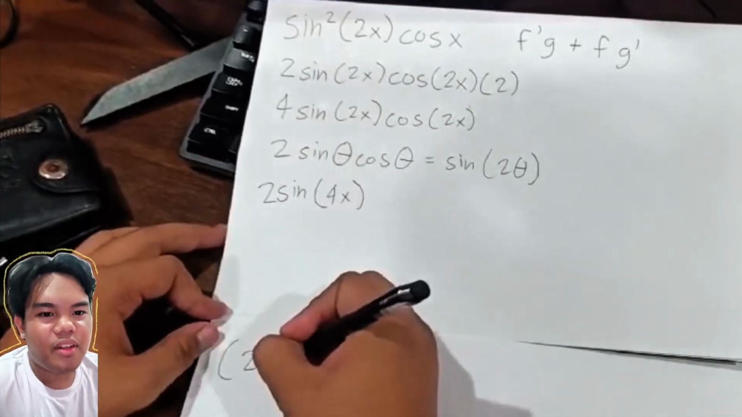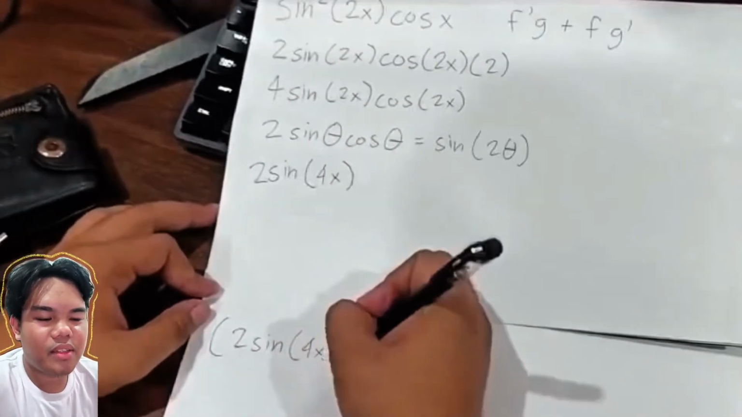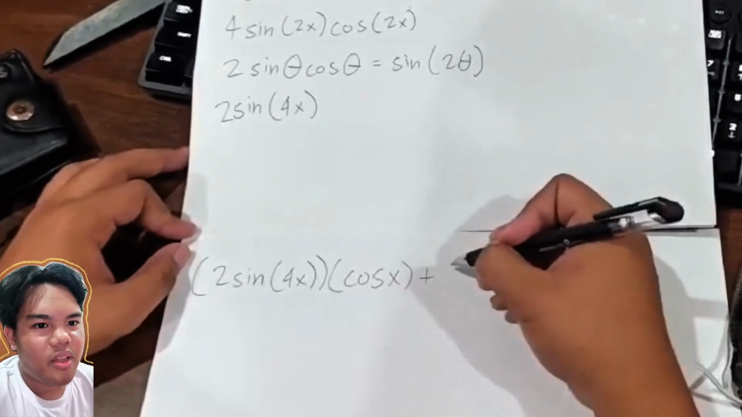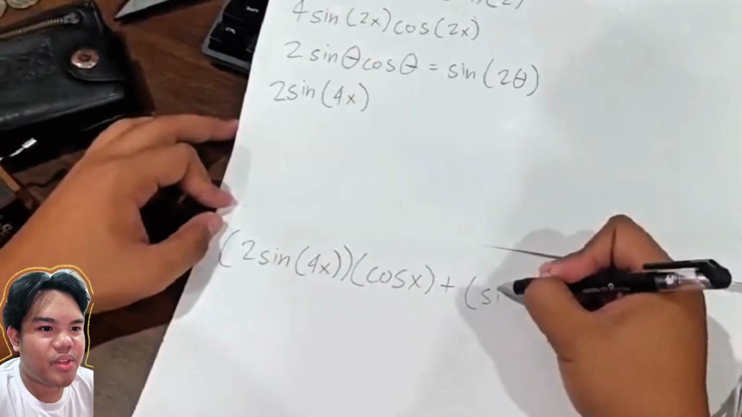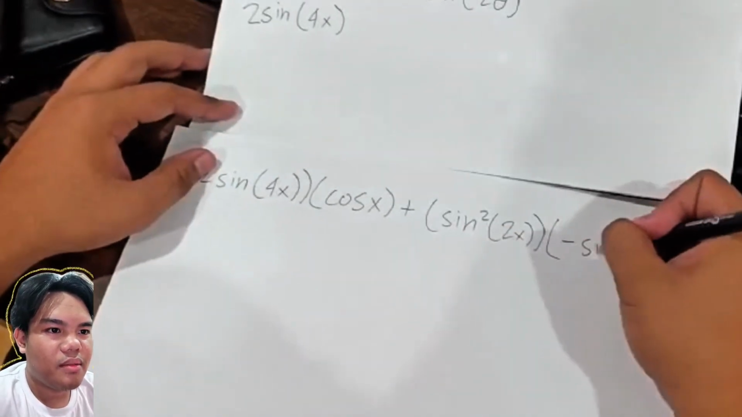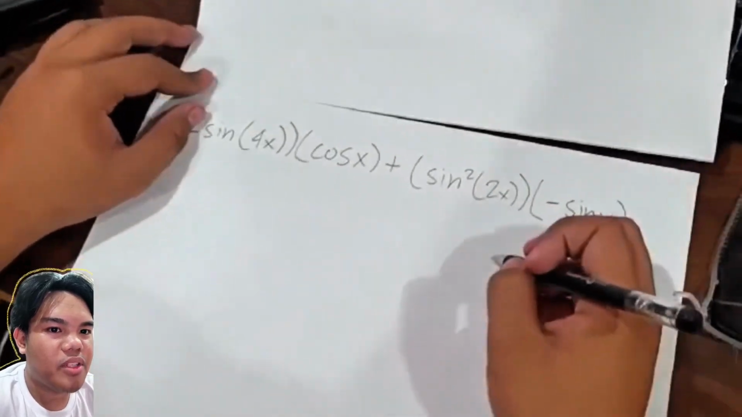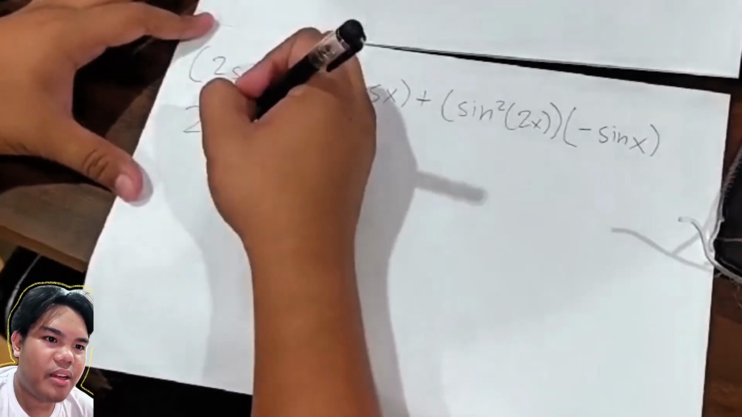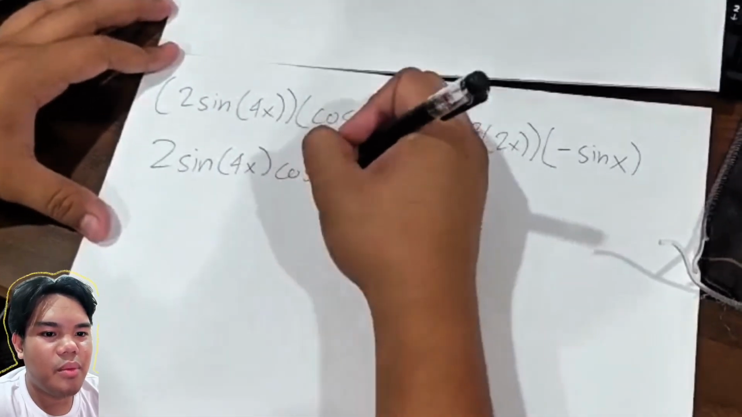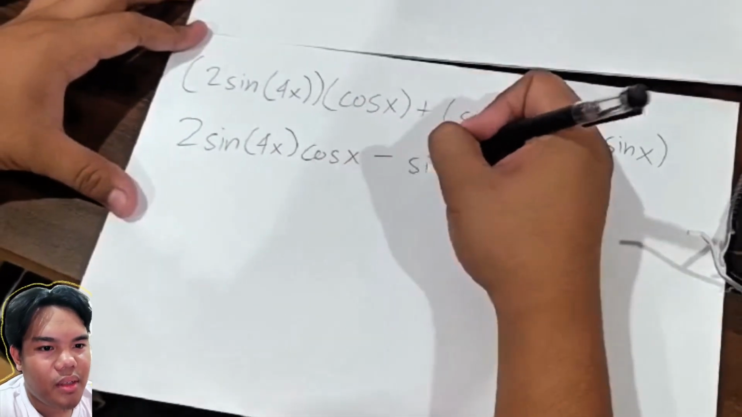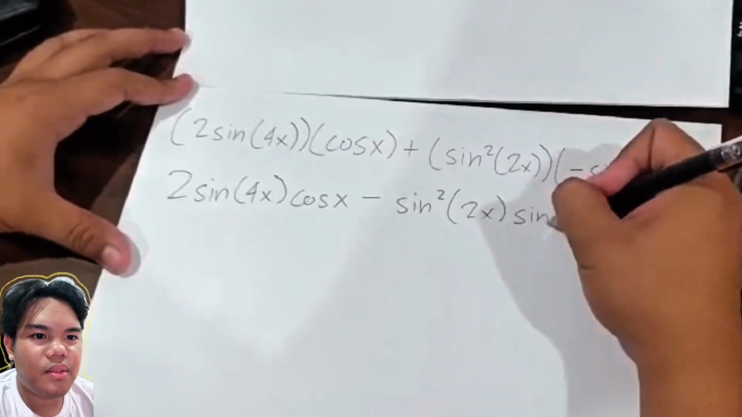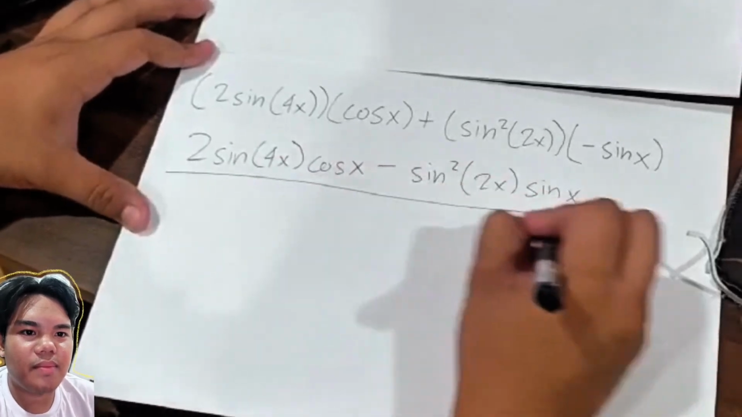Now, let's put this in the formula. 2 sine 4x times the g, which is cosine x, plus our f, which is just sine squared 2x, times the derivative of cosine x, which is just negative sine x. If we multiply all of this and add, we get 2 sine 4x cosine x minus sine squared 2x sine x. This is our final answer.